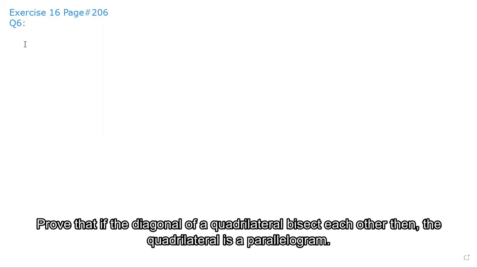Question number 6: prove that if the diagonals of a quadrilateral bisect each other, then the quadrilateral is a parallelogram. Before solving this question, I will go back to the properties of a parallelogram on page number 200. So you can look at this one. There are 5 properties of a parallelogram.